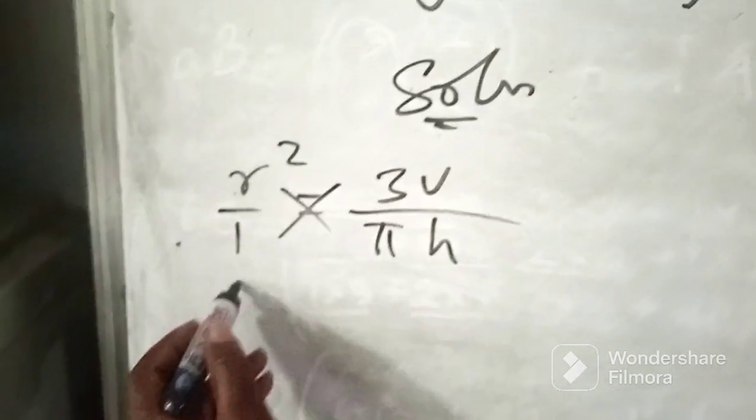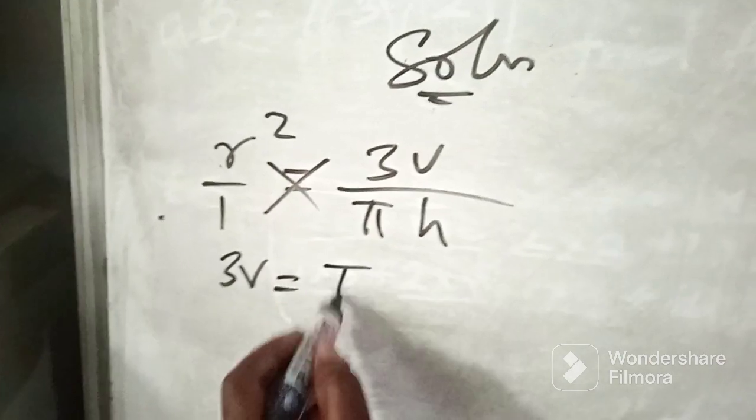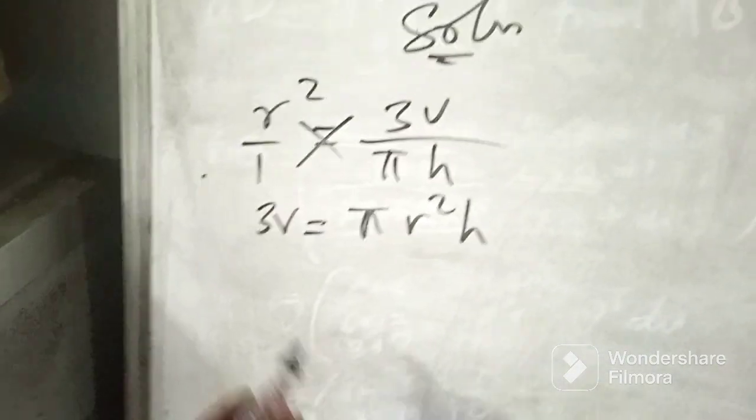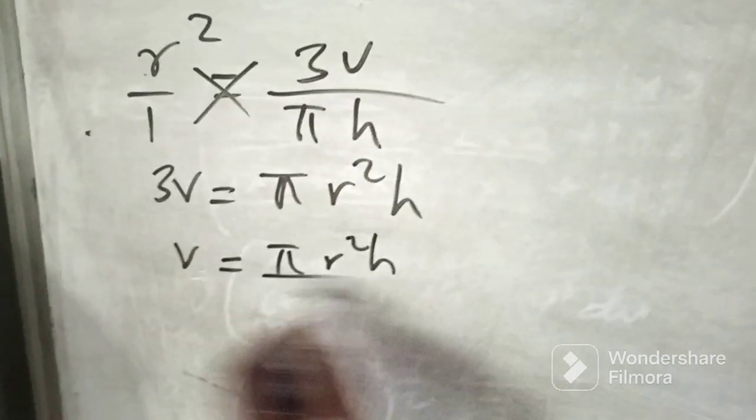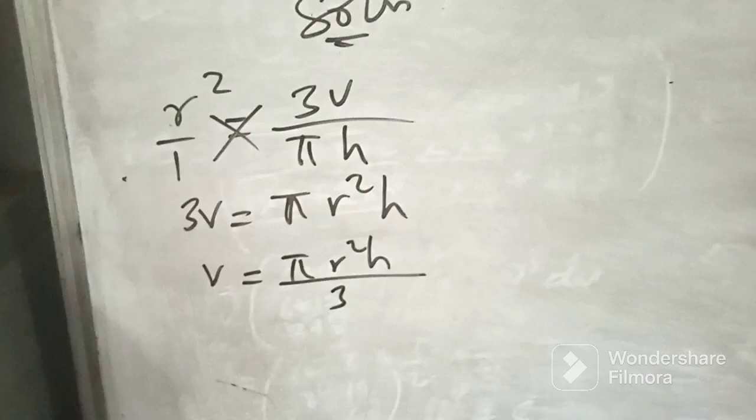Then the next thing is to cross multiply. When you cross multiply, you have 3v equal to pi r squared h. Then you divide both sides by 3. We have v equal to pi r squared h over 3. So it's as simple as that.